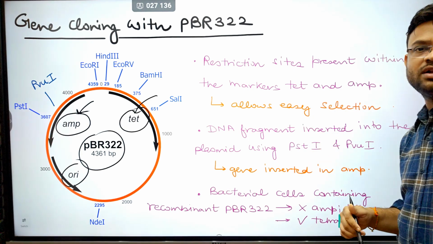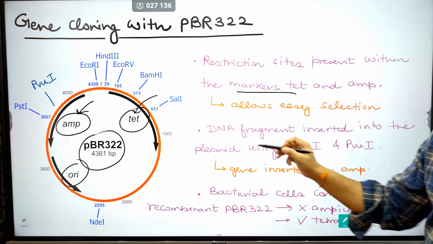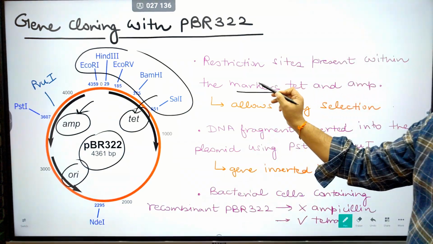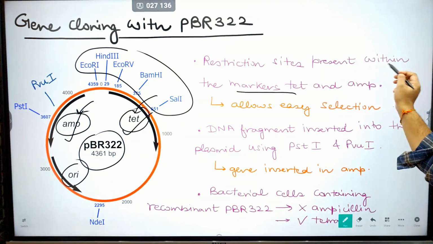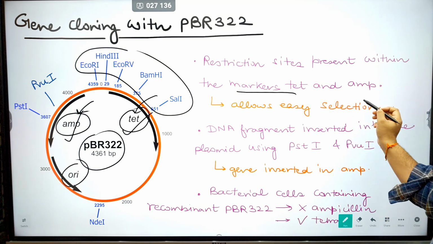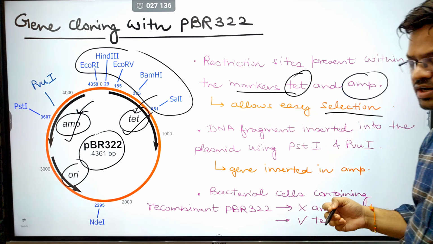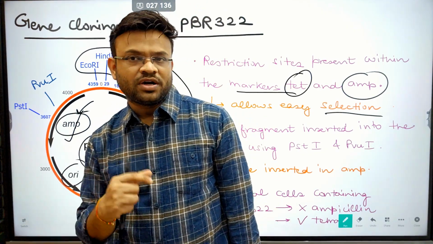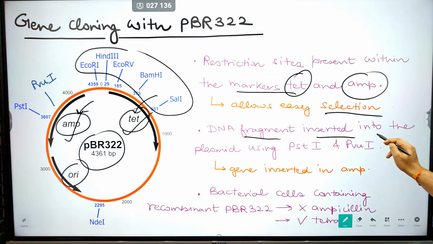Now let us see what is written over here. So if you see, restriction sites are present within the markers. As I said, these are the restriction sites, right? These are present inside the markers. What are the markers over here? Tetracycline resistance and ampicillin resistance markers. Basically tetracycline resistance and ampicillin resistance allow easy selection. Now I've already told you that the function of these markers is differentiating transformed from non-transformed. Now the DNA fragment is inserted into the plasmid using PstI and PvuI.